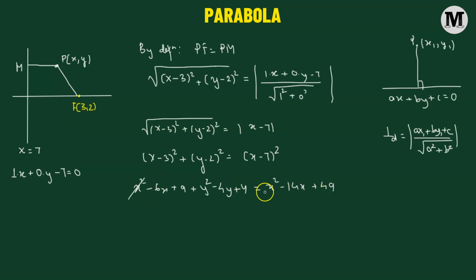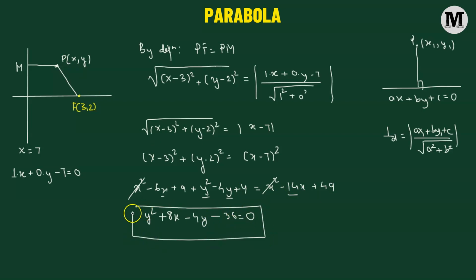So here we can cancel out x squared and x squared. We're left with y squared. Then we have negative 6x, and then we add positive 14x to it to get plus 8x. Then we have negative 4y. Then we have 9 plus 4, so that's 13. 13 minus 49 is going to be negative 36 equals 0, and this is going to be the required equation of the parabola.